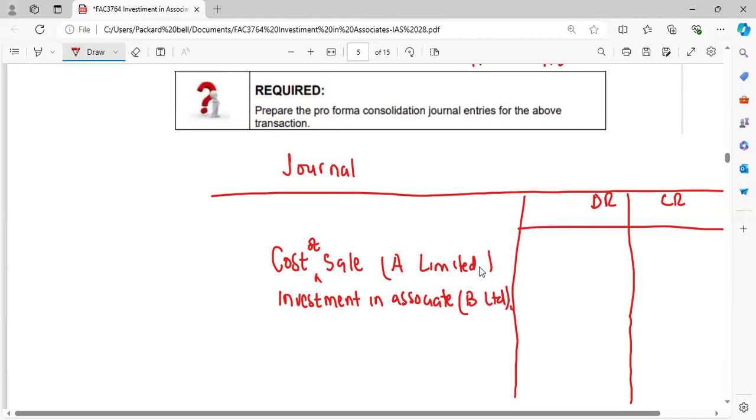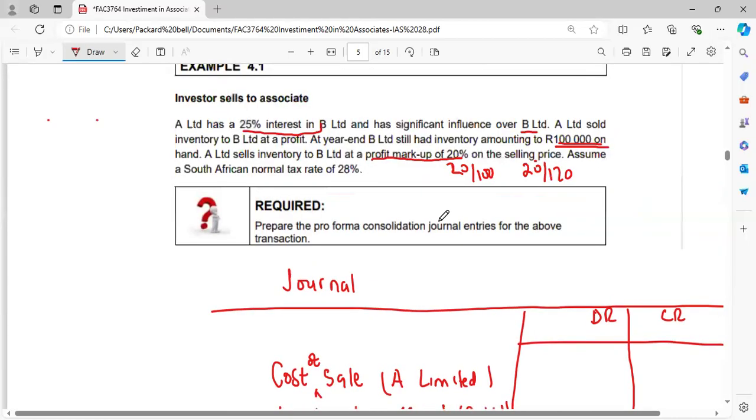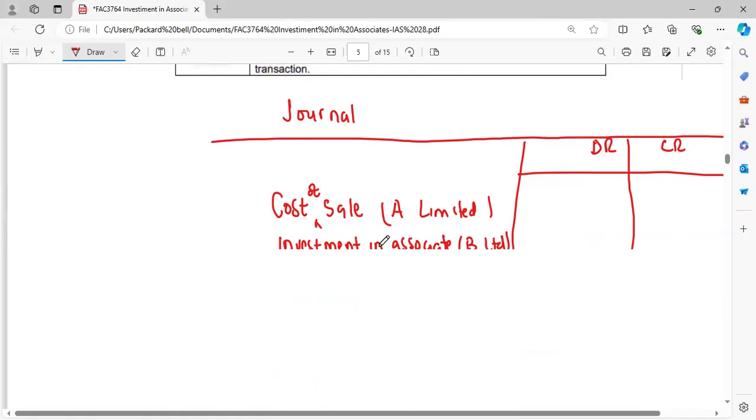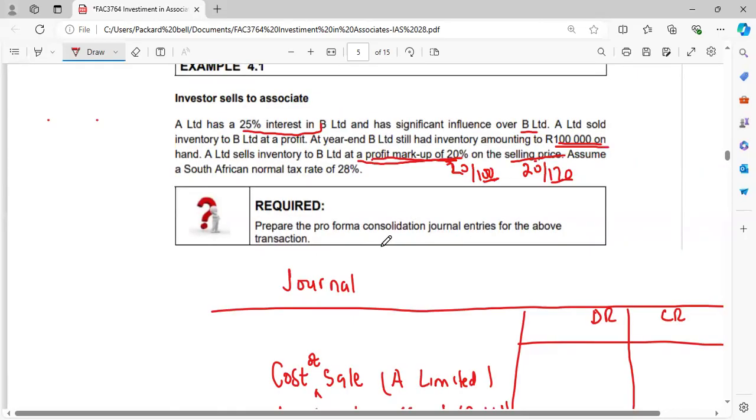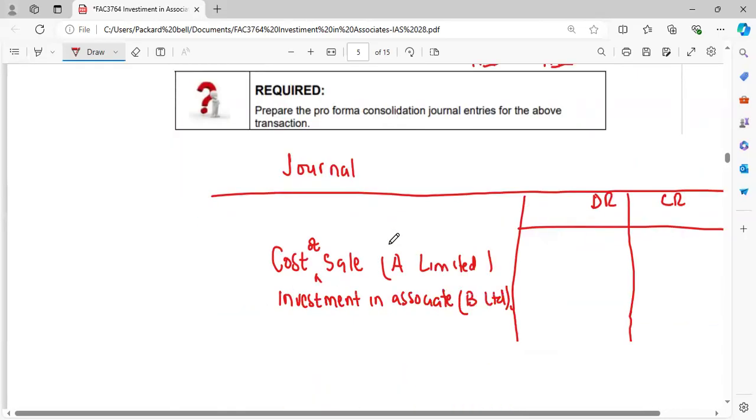So with how much now is what we need next. How do we calculate the 100,000? Remember I said I want you guys to take note of this part. Profit markup, is it on selling price or on cost? If it is on selling price, 20 over 100. If it is on cost, 20 over 120. Okay, so in our case, it's on selling price.